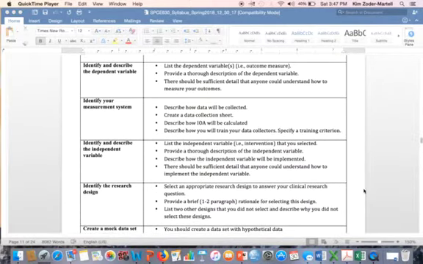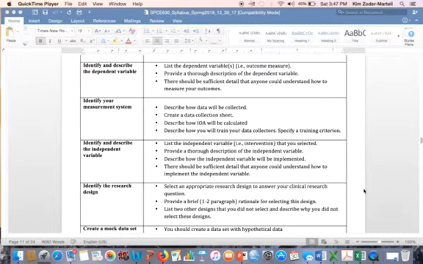After that, you are going to identify and describe the dependent variable. So the dependent variable, again, is the outcome variable. This is what you are measuring. You should provide a thorough description of the dependent variable. You need to have sufficient detail so anyone can understand how to measure your outcomes. So for example, if you were evaluating a reading intervention, you might use correct words per minute and errors per minute. And you would need to describe what an error is and how to record correct words per minute versus errors per minute.